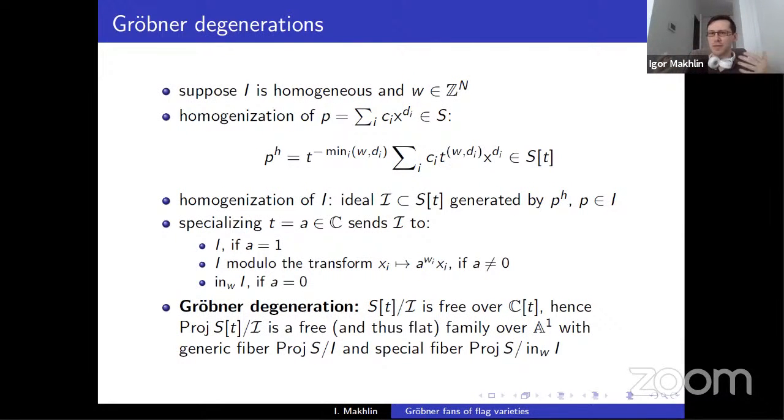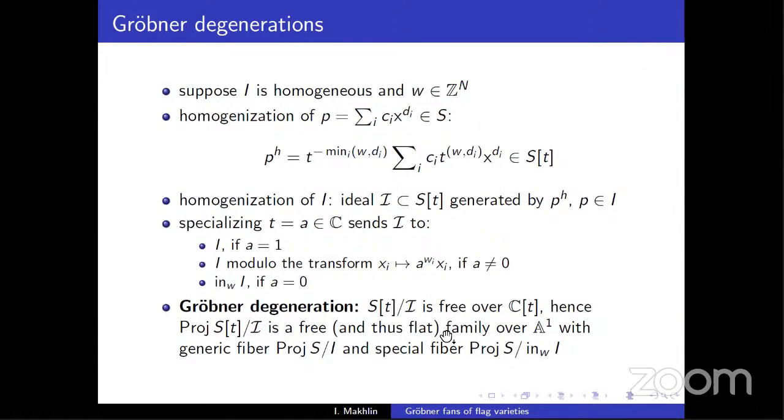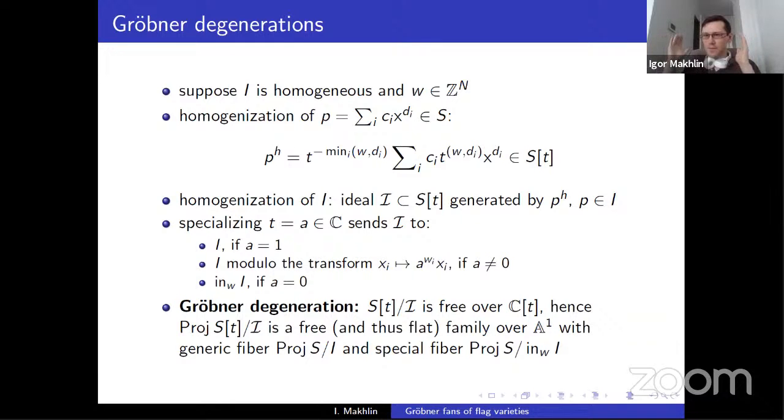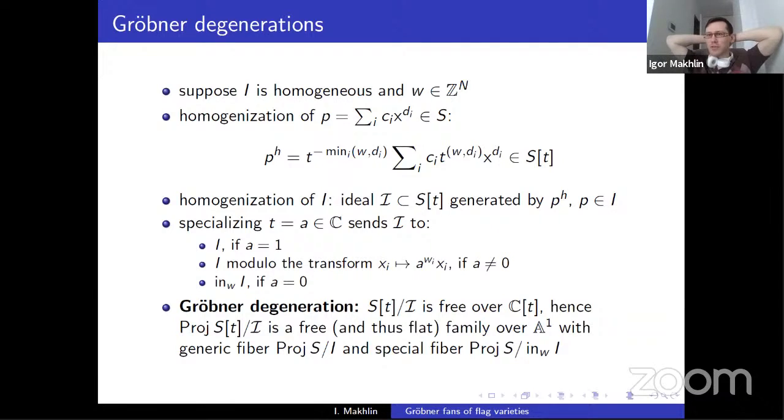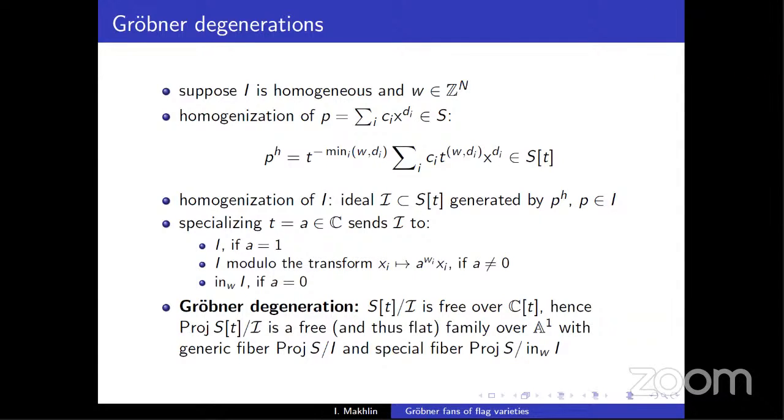Well, you could give slightly different definitions, but one approach is that you have a family, a flat family. Whether you require the family to be flat or not is also a choice. So you have a family over the affine line, like in the very basic definition, and then you say that the special fiber is a degeneration of the generic fiber. And the generic fiber is our initial variety, right?